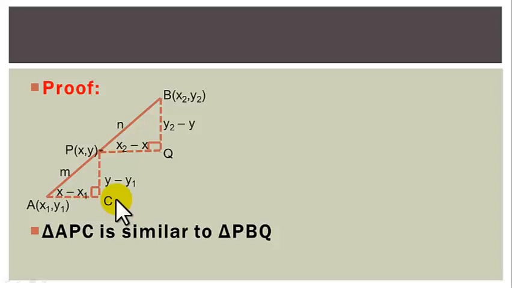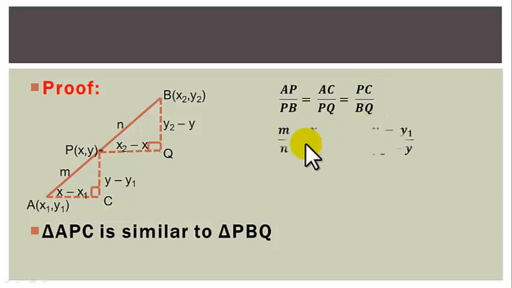And we know that if two triangles are similar, the ratio of their corresponding sides must be equal. That is, AP over PB is equal to AC over PQ equals PC all over BQ. That is, m over n is equal to (x minus x1) all over (x2 minus x) equal to (y minus y1) over (y2 minus y). Now, to find the x coordinate of our point P, we have to consider this equation.